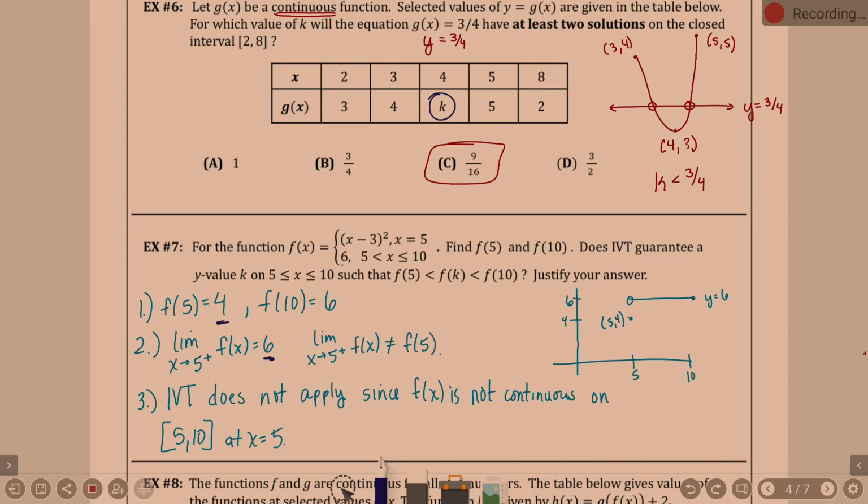Okay. So, on this last one here, you guys have it in front of you, yes? F and G are continuous for all real numbers. So right there, what are we told? Continuous. The table below gives values of the functions at selected values of x. The function h of x is given, and h of x is defined to be g of f of x plus 2. Explain why there must be a value on the interval 1 to 6 such that h of w equals 0.